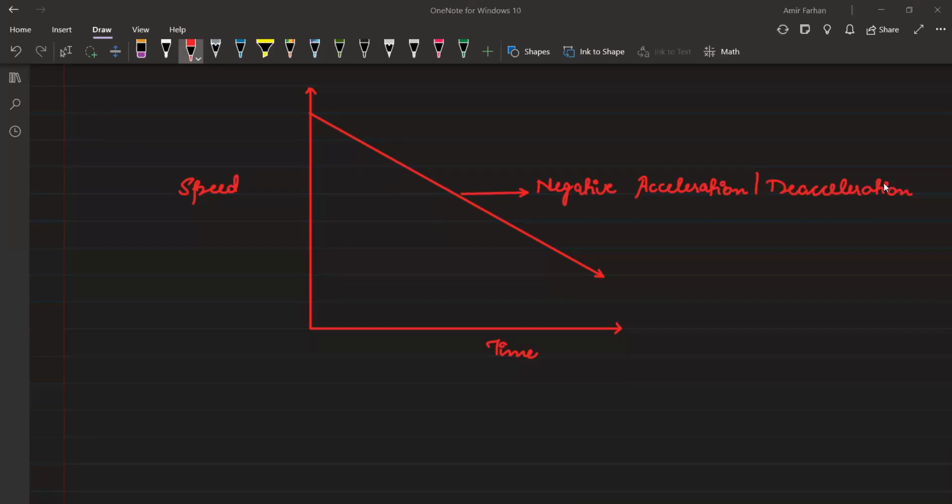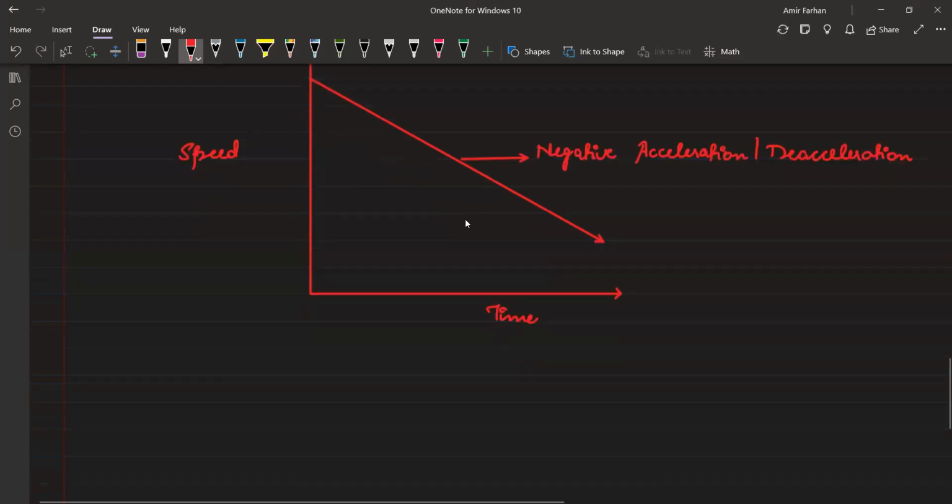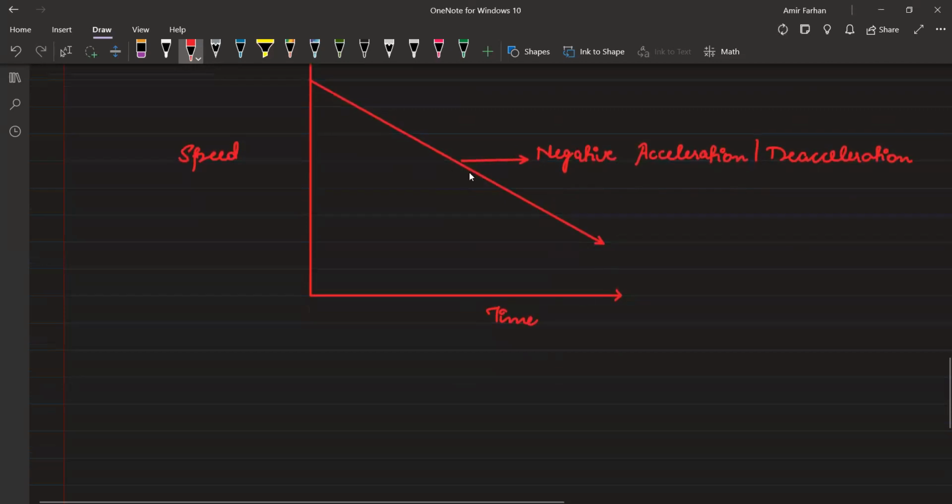Is this clear to you, Ayaan? It is, yeah. So if the slope is negative, it's going downwards, Ayaan, yes or no? Yes. So that is called negative acceleration.